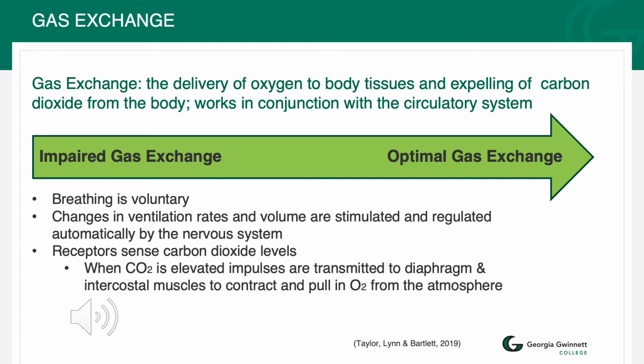But in an optimal situation, when the carbon dioxide level gets elevated, the impulses are transmitted to the diaphragm and intercostal muscles. They contract and they pull in more air from the atmosphere. So remember that pulmonary ventilation has two phases. You have the inspiration, the active phase of ventilation, involving those muscles and the thorax to bring the air into the lungs. And then the expiration is the passive phase of ventilation, where the air goes out of the lungs.